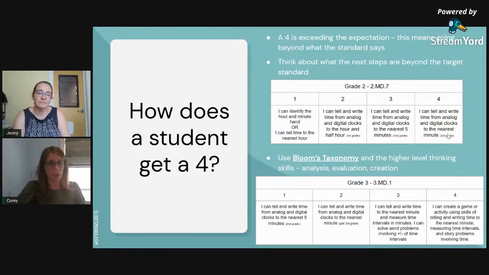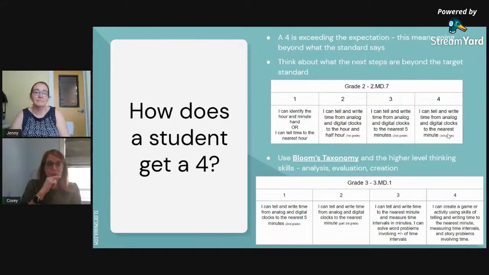I might give them a couple clocks where they're having to draw hands on the clock or write down the time, telling time to that nearest minute. Something important to keep in mind: if you are including problems like that on an assessment, so if it's a second grader and you're including telling time to the nearest minute, and the student gets that wrong, you can't count that against the student. Those would have to be above and beyond problems that you would give the student.